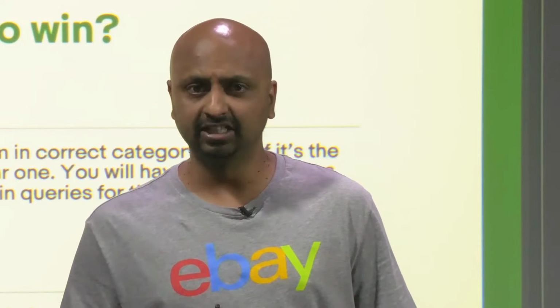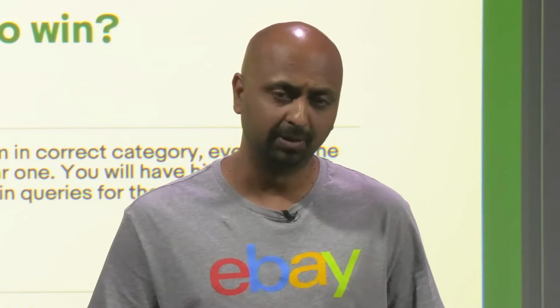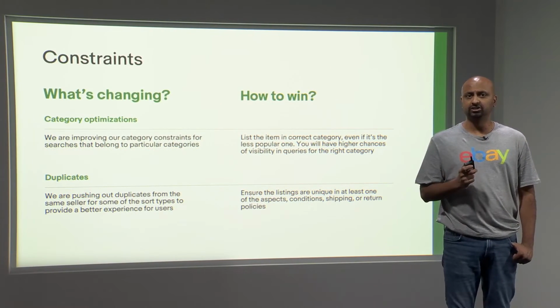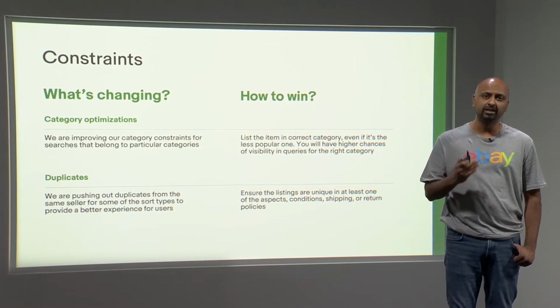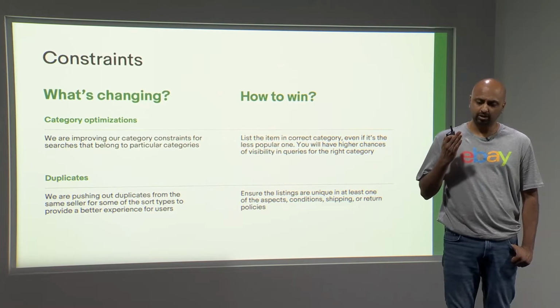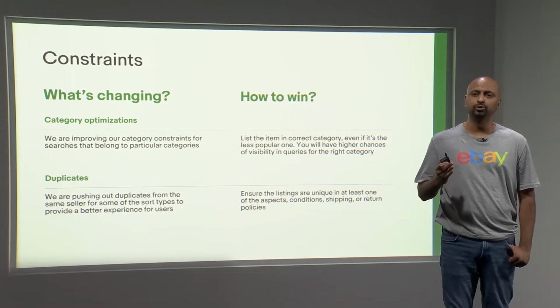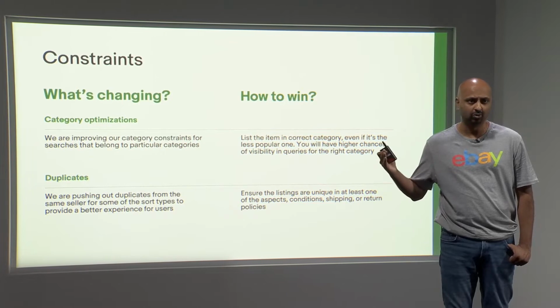The second big change in this one is our actions on duplicates. Our users really struggle when we show them the same item again and again. And that's a complaint that we consistently get from our users, especially for sorts like price low to high.